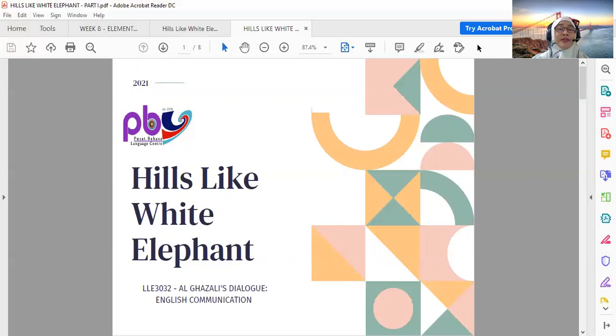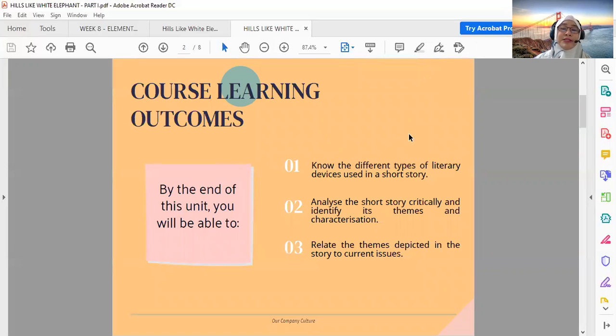The title of the short story that you are going to study is Hills Like White Elephants, written by Ernest Hemingway. He is a famous writer, and you can Google him to know more about who Ernest Hemingway is. Next, the course learning outcomes.